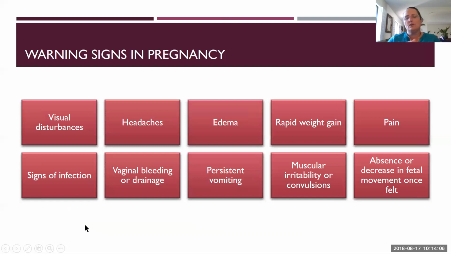And here's the most important one: absence or decrease in fetal movement once it's felt. When a baby becomes stressed, the first thing it does is slow down all of its movement, trying to conserve its energy, trying to conserve everything that's happening on the inside. If we can get to a baby at that time, we could potentially save this baby's life. But if you wait 2 or 3 days and don't come in to be seen, your baby's going to be gone.